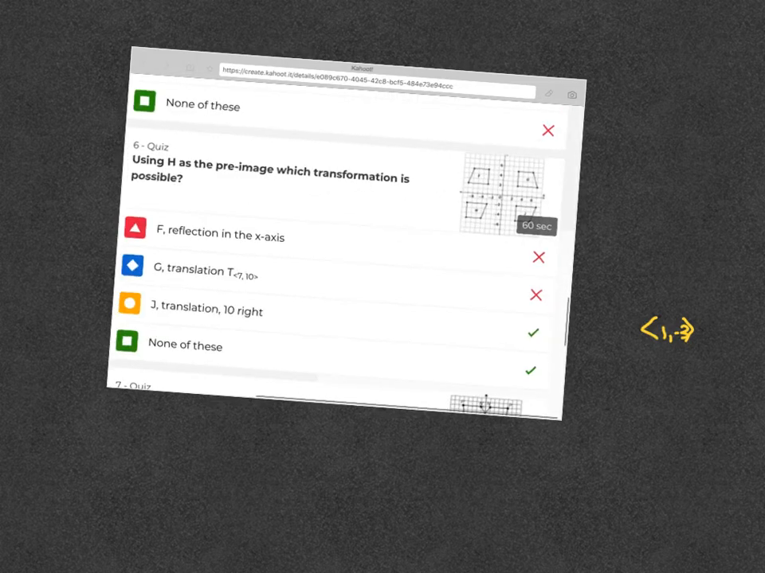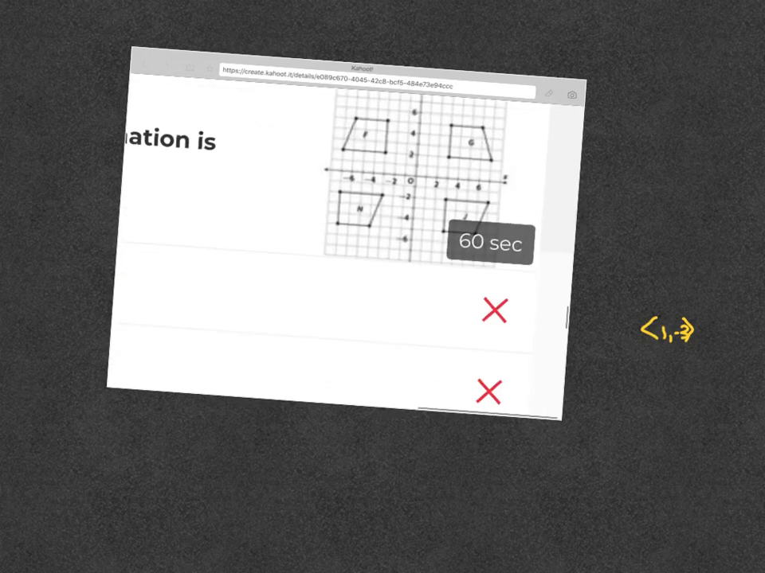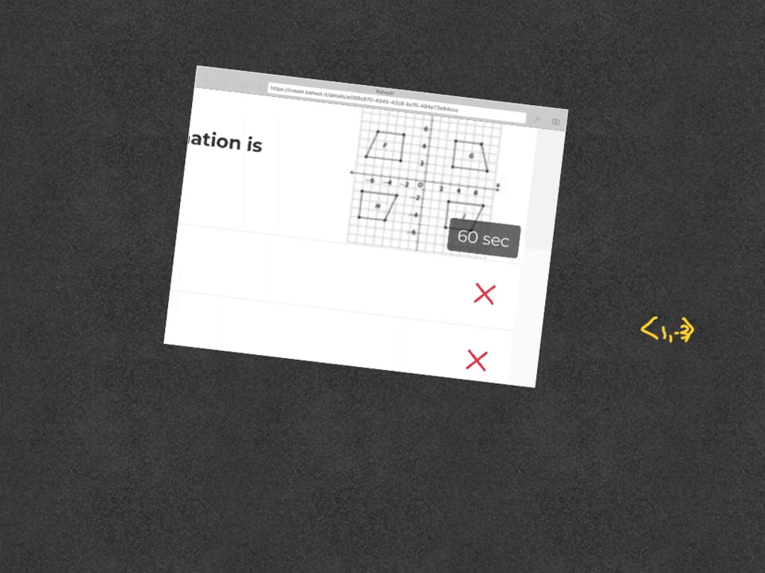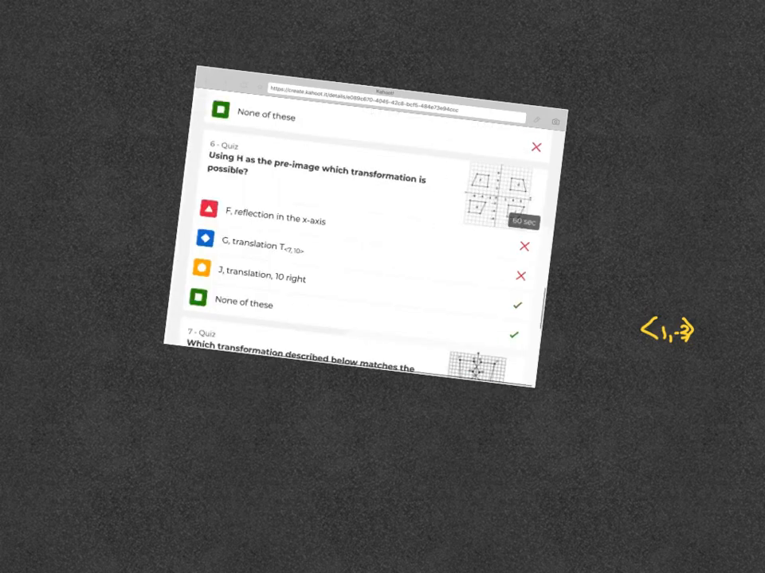J, translation 10 to the right. So every single one of these points has moved 1, 2, 3, 4, 5, 6, 7, 8, 9, 10 units to the right. If you had counted all 4, you would have found that. So that one worked. And then also, none of these should have been checked.